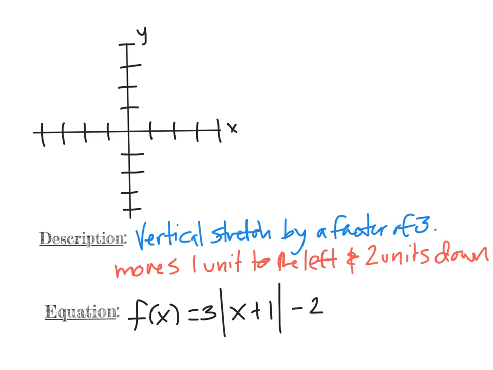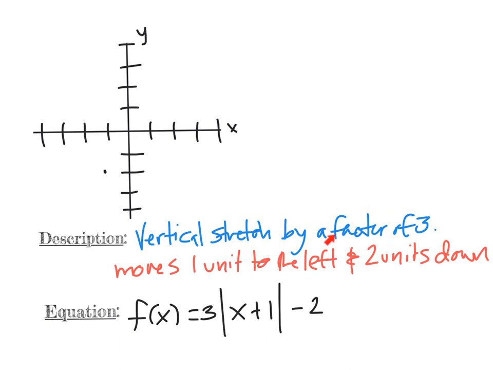And now that we've been able to describe that it's being stretched by 3 and it moves 1 to the left and 2 down, we can actually go about graphing it. Remember, the original parent function starts at 0, 0. So if it moves 1 unit to the left and 2 units down, we're going to start at that location, at -1, -2. Notice how here the vertex moves 1 to the left and 2 down, and now we get to talk about the vertical stretch by a factor of 3.